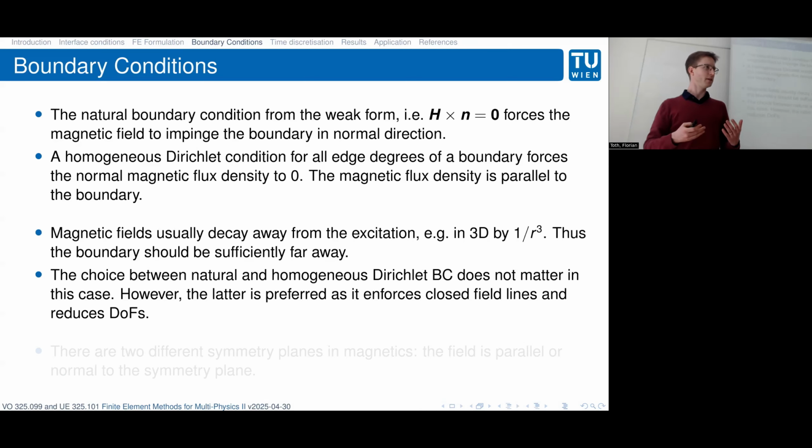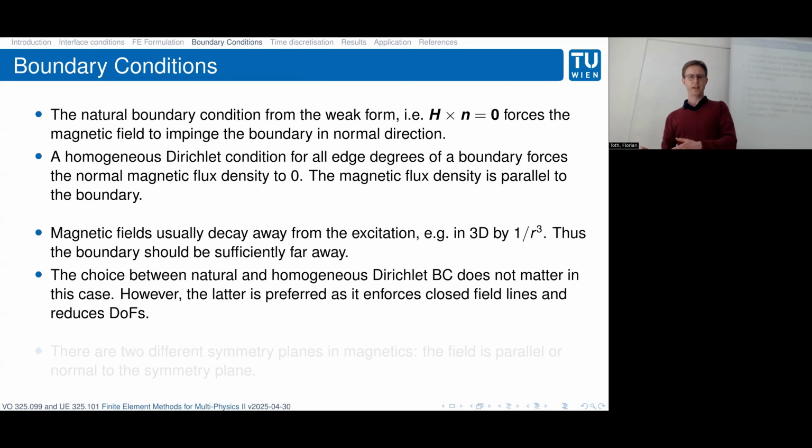In general, the magnetic fields should decay away from the excitation. So if you have a coil somewhere in the domain, the magnetic field will decay away from this coil with the rate of 1 over r to the power of 3 in 3D. So whenever you truncate your computational domain, you will make some mistake. So the boundaries should be sufficiently far away. Of course, it's the question, what does sufficiently far away mean?